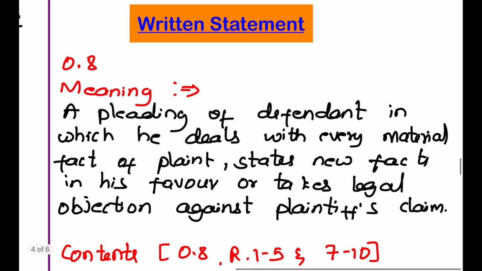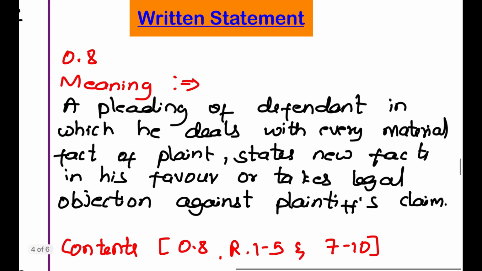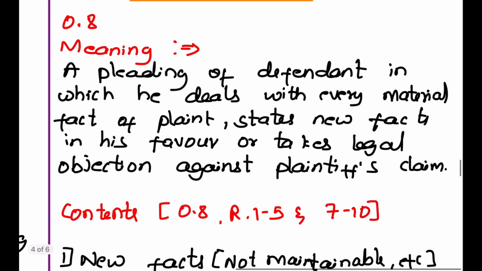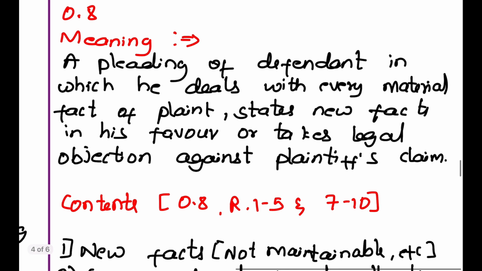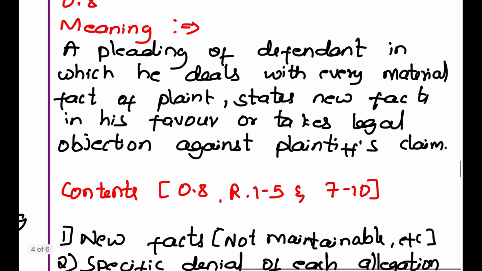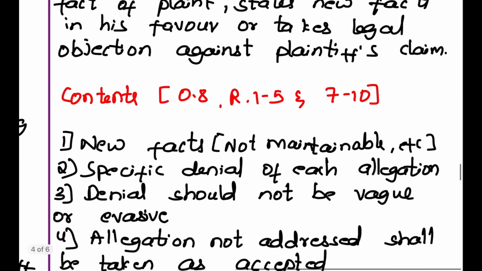The next is a written statement in Order 8, meaning a pleading of defendant in which he deals with every material fact of the plaint, states new facts in his favor or takes legal objection against the plaintiff's claim. So it is a pleading of a defendant containing objections to every allegation of the plaintiff in his plaint.